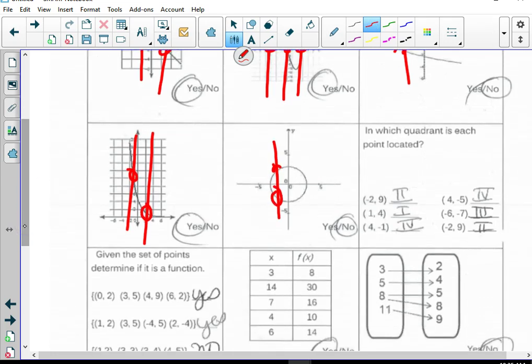And then, if you can't do this just by memory, then just real quickly do this. Take your finger and go, okay, -2, 9. -2, 9 will be up here. That's quadrant 2. So it's 1, 2, 3, 4. So 1, 4 means go right and up. 4, -1 means right and down. So quadrant 4. 4, -5, same thing, quadrant 4. -6, -7 means go left and down. That's 3. -2, 9 means go left and up. That's 2.